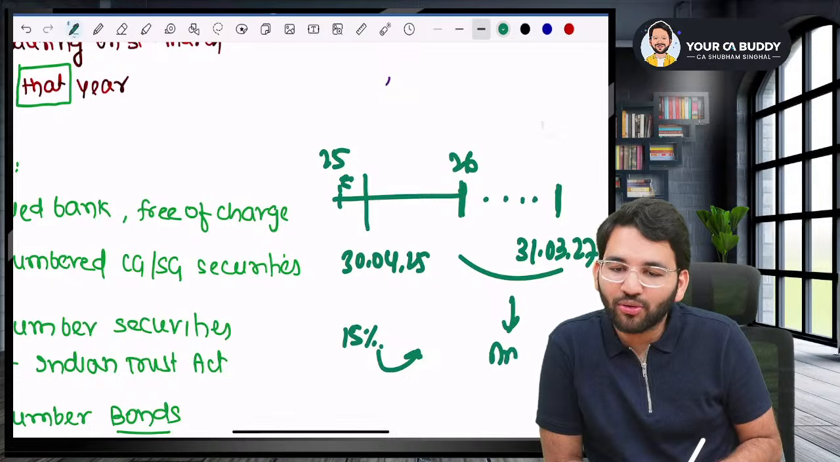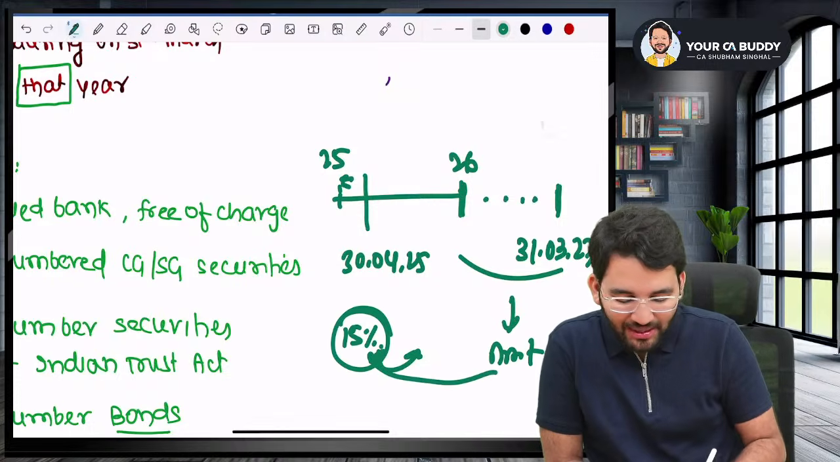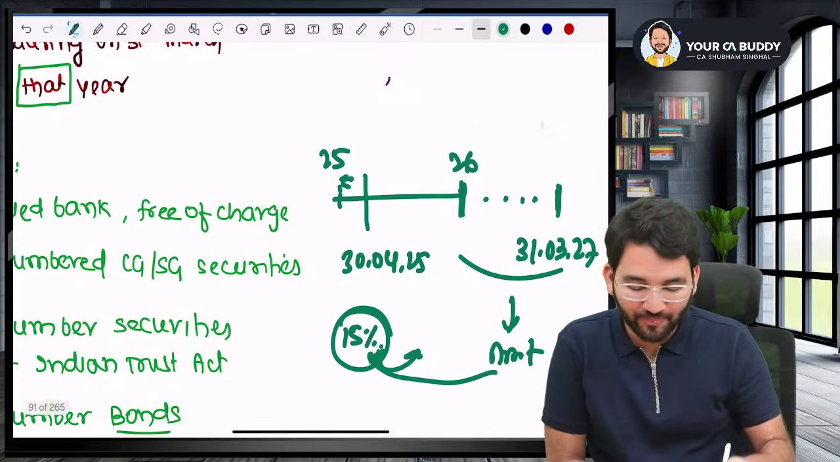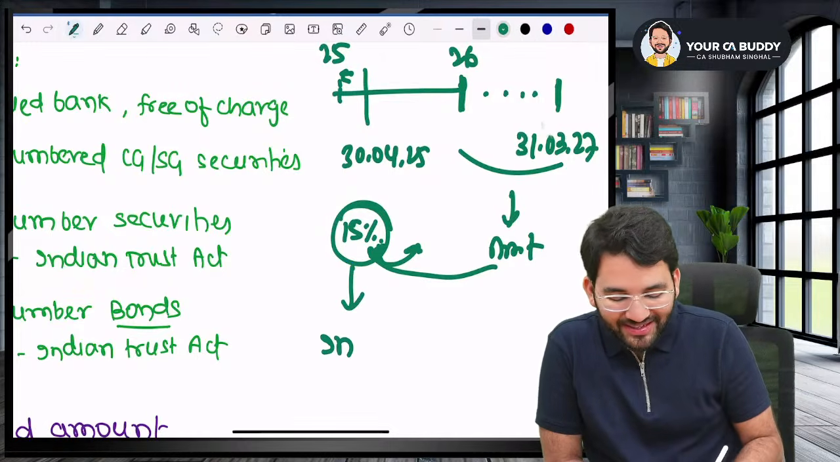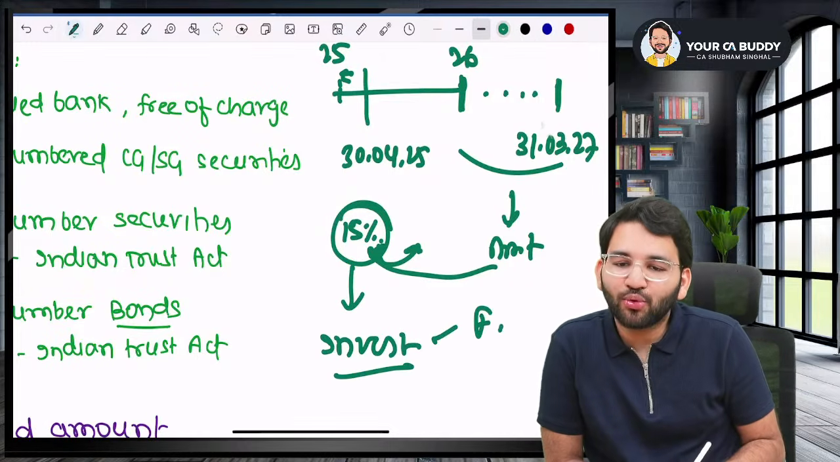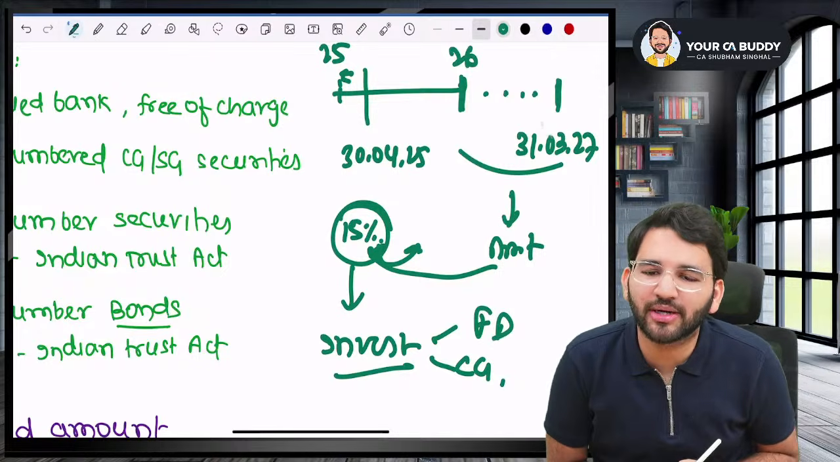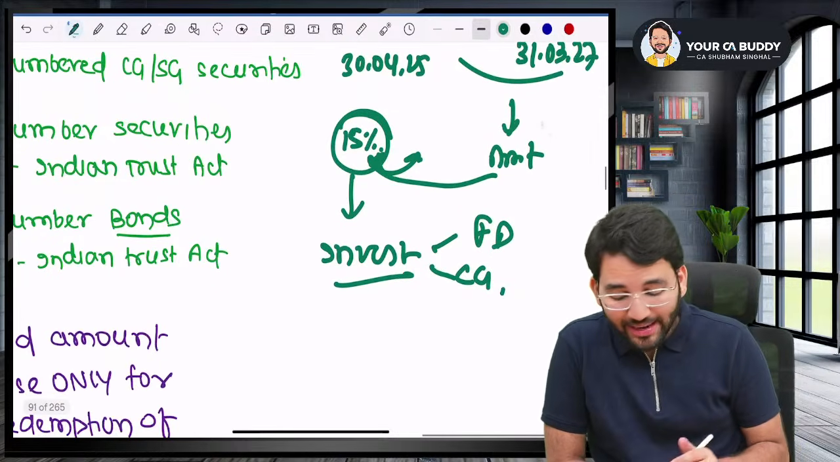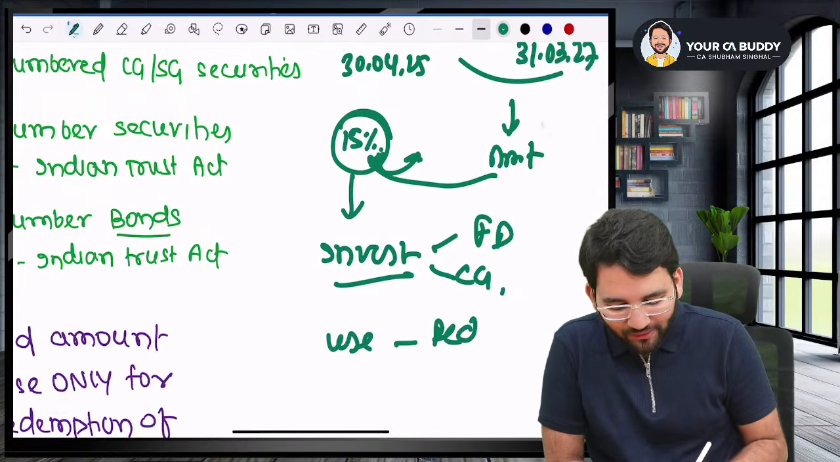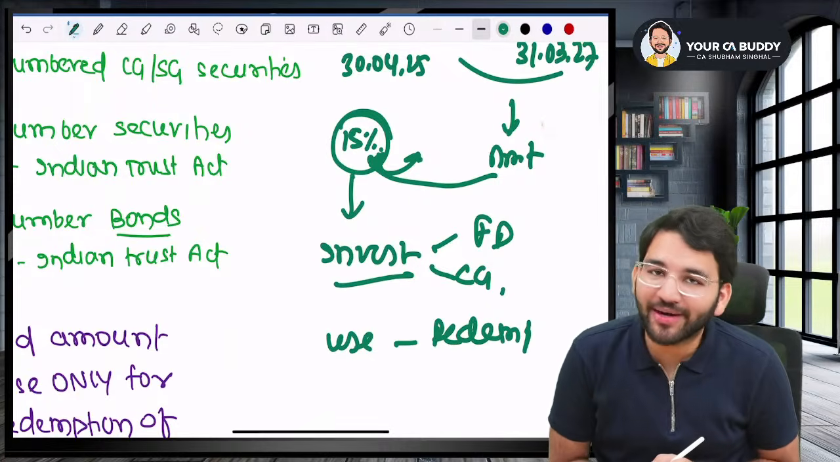So whatever the amount is maturing, 15% of that you will have to keep separate. That you will have to invest in safe deposits, like fixed deposits or central government securities. And then you will use it for redemption of debenture. That money will be used for redemption of debenture.